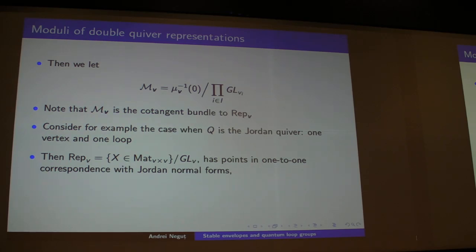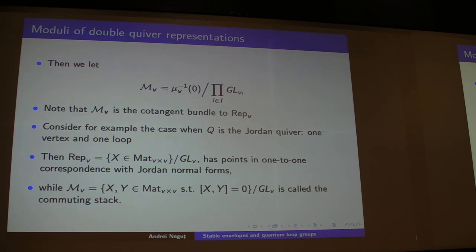So the study of Rep_V is like a stacky way to think about Jordan normal forms, which algebraic geometers really like. So what is M_V? Well, M_V is going to be a little bit more exciting. A point in M_V is a pair of square matrices, X and Y, with the condition that the pair (X, Y) lies in mu inverse of zero. Lying in mu inverse of zero just means that the commutator of X and Y is zero, and then you quotient by the general linear group, so you consider these pairs of matrices up to conjugation which commute, and this is called the commuting stack. It's quite interesting in geometric representation theory. People sometimes study this without a quotient by GL_V or with the quotient by GL_V, but it is definitely an object that people study, and it's a little bit more complicated than Rep_V.